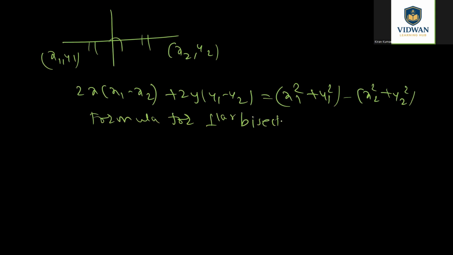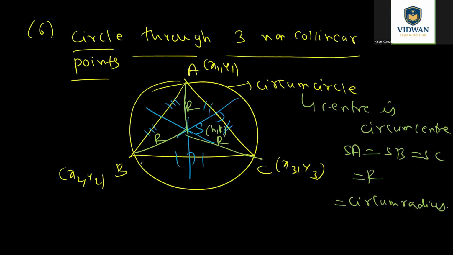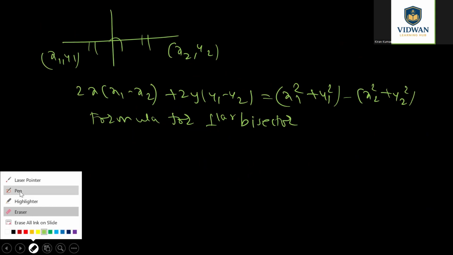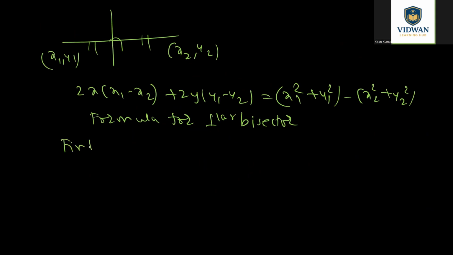So with this formula of the perpendicular bisector, you can find any two bisectors. You apply it for BC, you get this bisector. Apply it for AC, you get this bisector. Solving them will give the circumcenter. So you can just say: find any two perpendicular bisectors and solve to get the circumcenter.